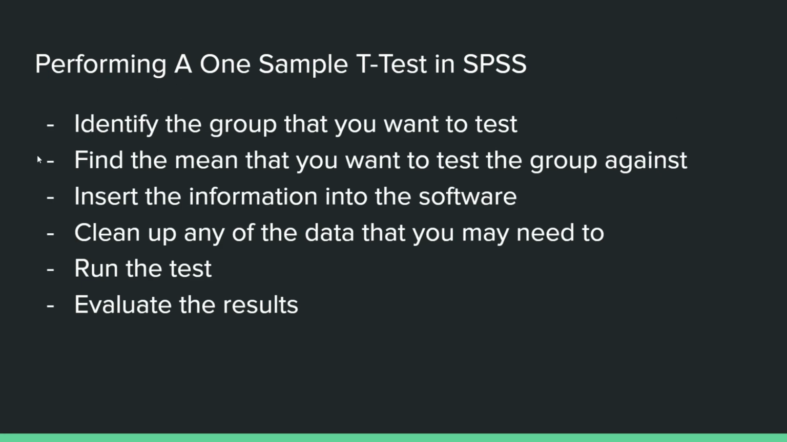First, you want to identify the group that you want to test, which means in your data set, you'll have a ton of different columns. You'll want to identify which group you want to test, or groups if you're doing an independent test. You want to find the mean that you want to test the group against. You'll want to insert the information into the software, clean up any of the data that you may need to, run the test, and evaluate the results.